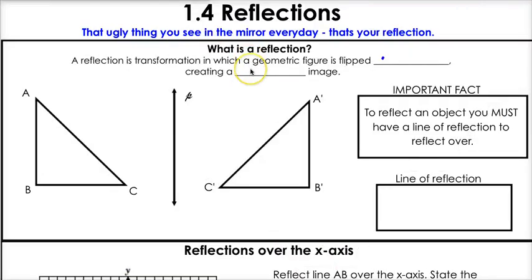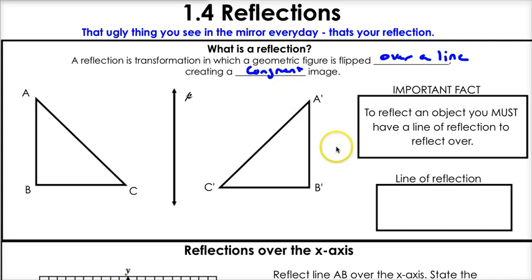Anyhow, lesson 1.4, reflections. Let's talk about it. Okay, so let's talk about the formal definition of a reflection. A reflection is a type of transformation in which a geometric figure is flipped over a line, and I can't emphasize that enough. Okay, it's reflected over a line, creating a congruent image. All right? That's all it is right there. So it's just over a line, creating a congruent image.